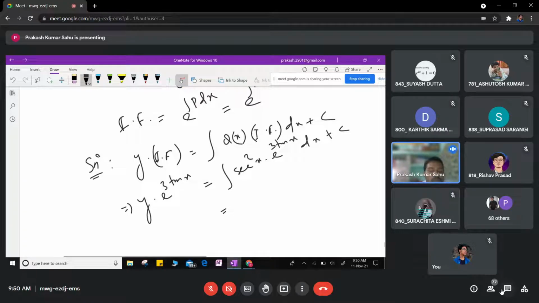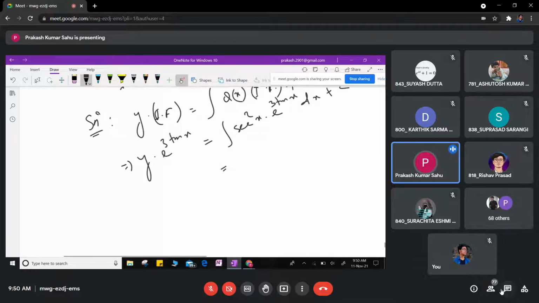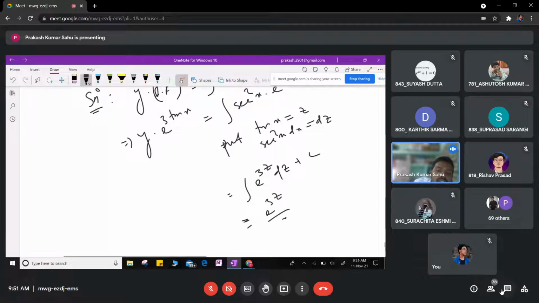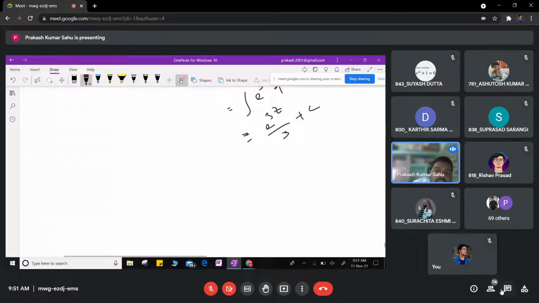तो if you take tan x is equal to z, suppose you put tan x is equal to z, then sec square x dx is equal to dz. Okay, so this integration will be what? This is integration of e to the power 3z dz, plus c. So which is equal to, this is how much? e to the power 3z divided by 3 plus c, and which is equal to e to the power 3 tan x divided by 3 plus c.